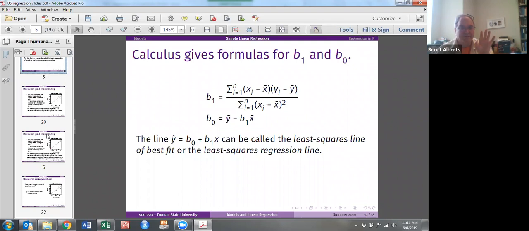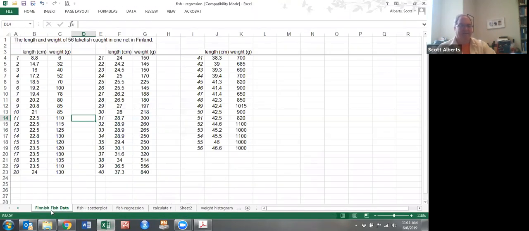So I'm going to move away from his slides for a second. I'm going to go to a different example. So here is a data set that I found on the internet, so you know it's true. And it's about the length and weight of 56 fish that were caught in a net in Finland. And I think that's a cool, kind of ridiculous example.